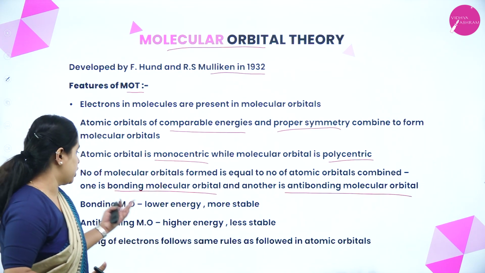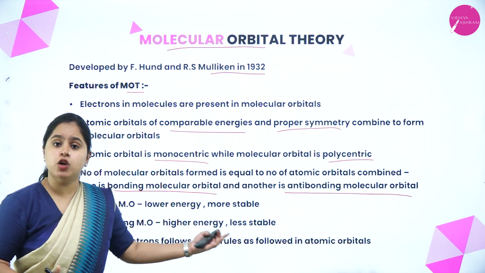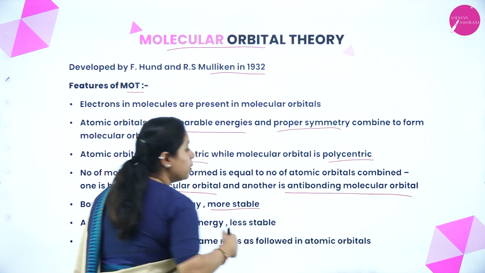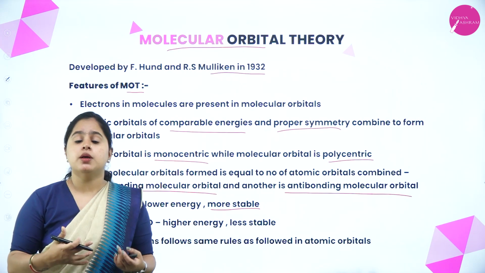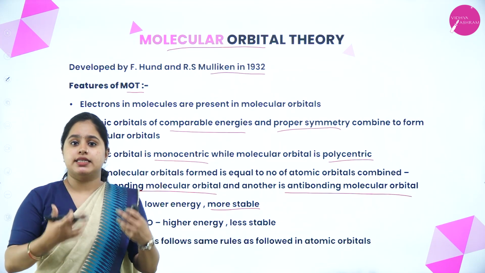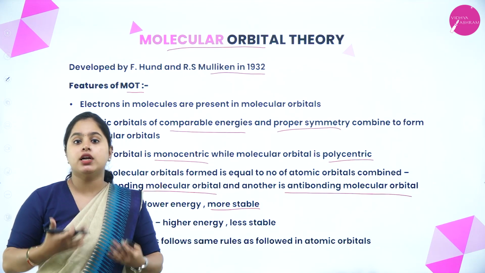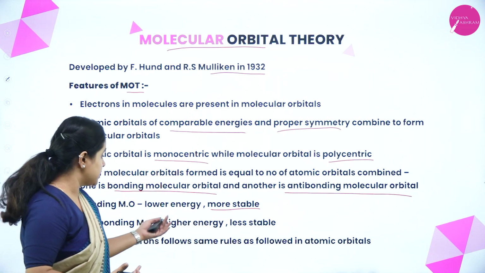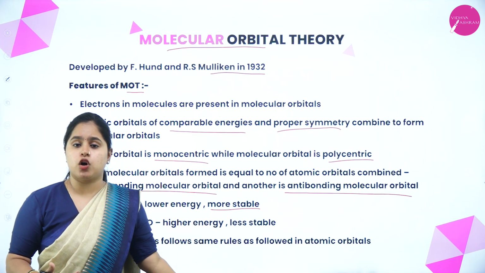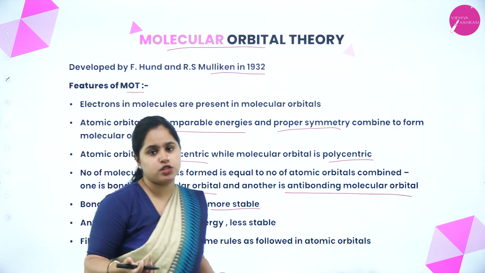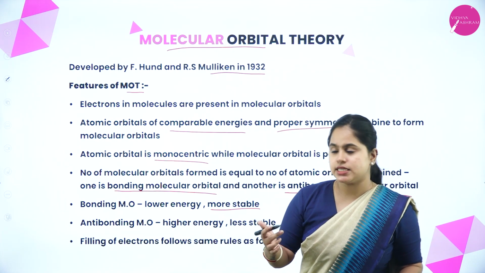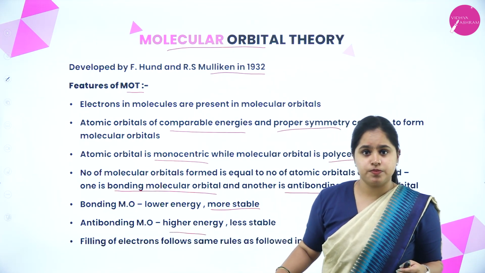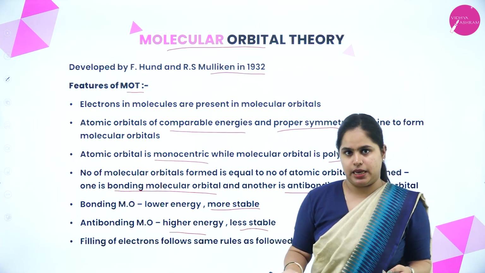The bonding molecular orbital will have lower energy and will be more stable. As the name suggests, in the bonding molecular orbital the probability of finding an electron is the maximum, and hence the bonding molecular orbital will have lower energy and more stability. The next one is the anti-bonding molecular orbital. It will have high energy, but it is less stable.